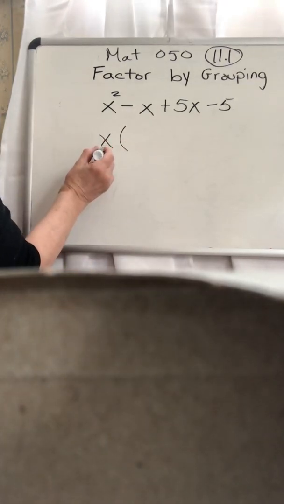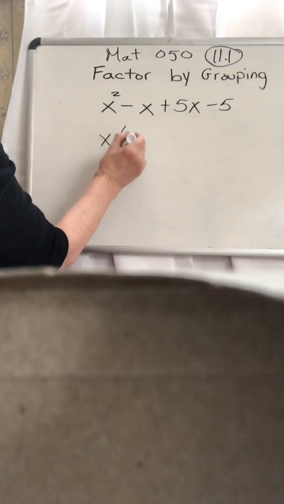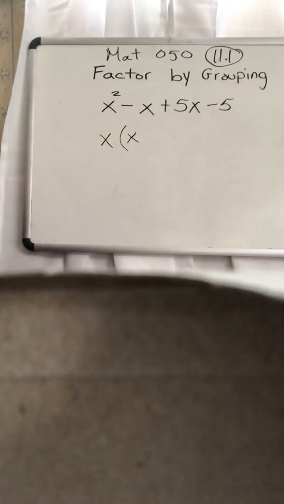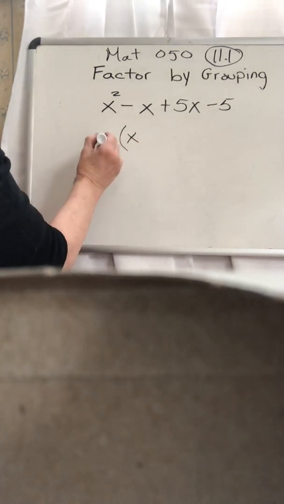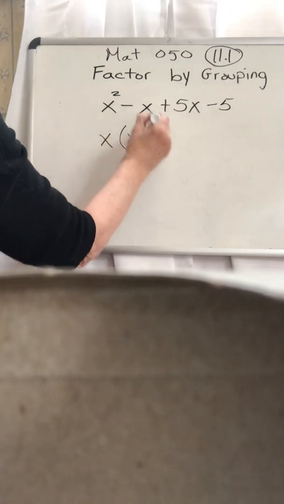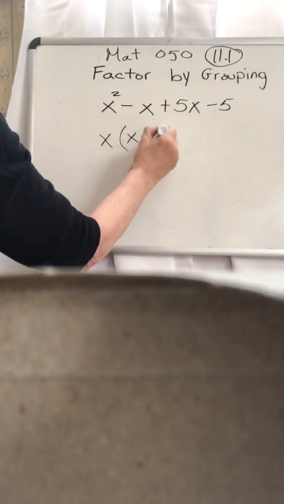Then what would I need to multiply the x by to get x squared? Well, another x. What would I need to multiply x by to get a negative x? That means it would have to be a negative 1.